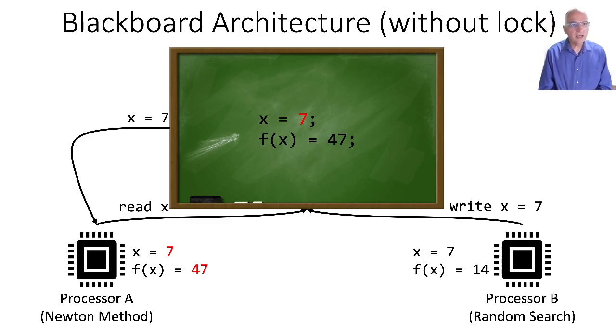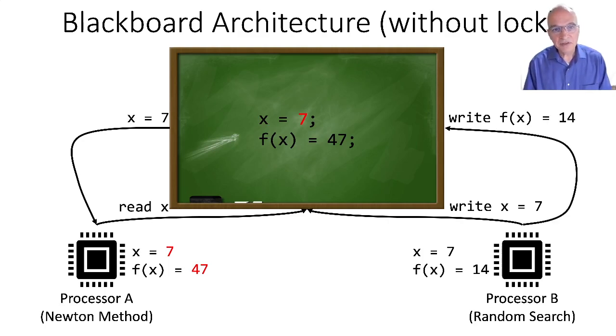So what has happened here is that A now has read an inconsistent state. It's associating the value 7 with the value 47, which is incorrect. Because the next thing that happens is that processor B now writes the value 14, and the board becomes consistent again. So by having no synchronization, so doing the solution without any locks, it is possible that one of the solvers will get an inconsistent state.